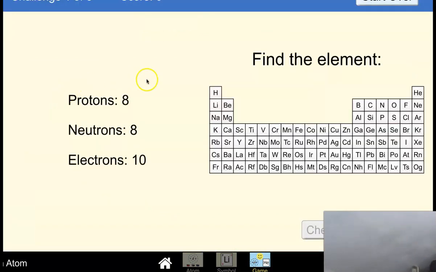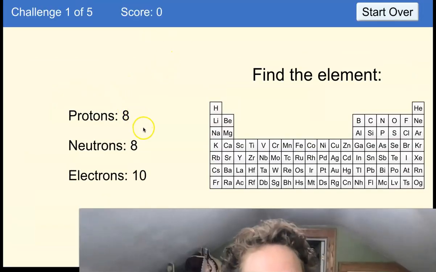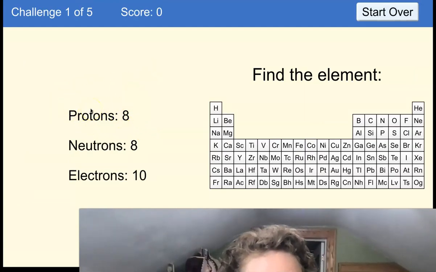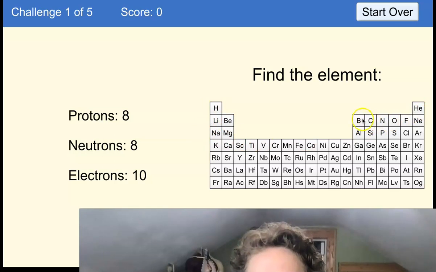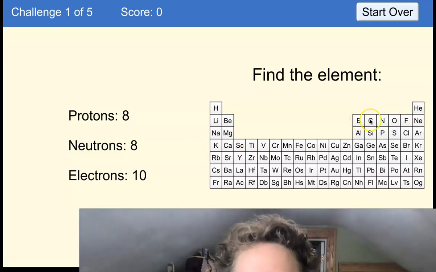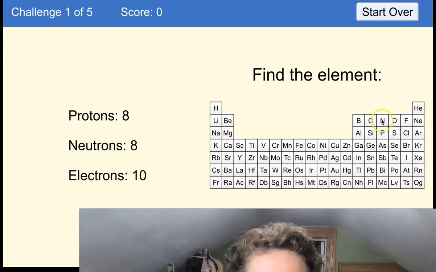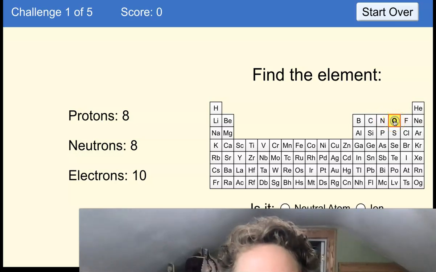We can choose level 1 here. I'm supposed to pick an element, and I know there are 8 protons. Protons, I know, are like your jersey number or your phone number. It's what identifies you as a particular element. So what element has 8 protons? Well, let's count. Hydrogen has 1, helium has 2, lithium is 3, beryllium's 4, boron's 5, carbon's 6, nitrogen 7, oxygen is 8. So let's click on oxygen.